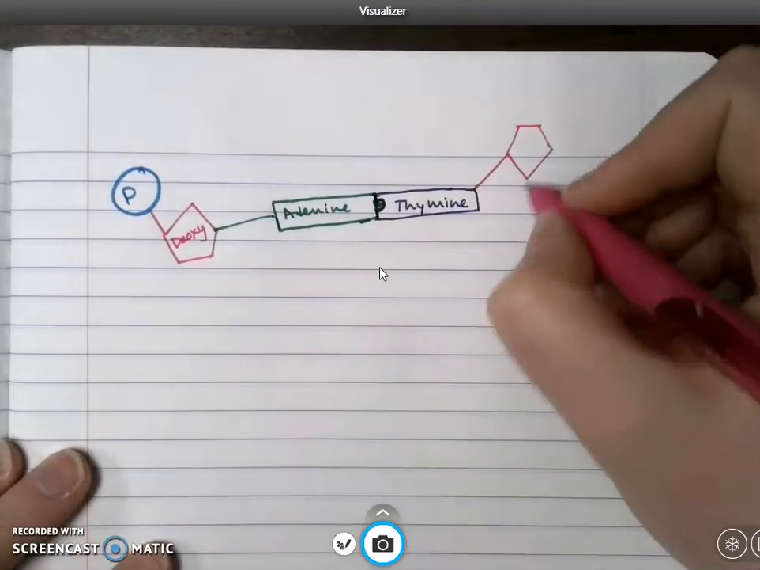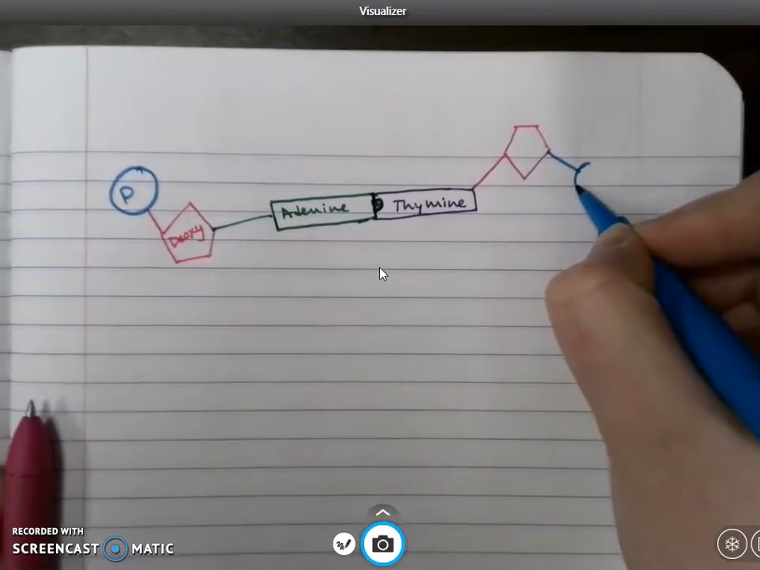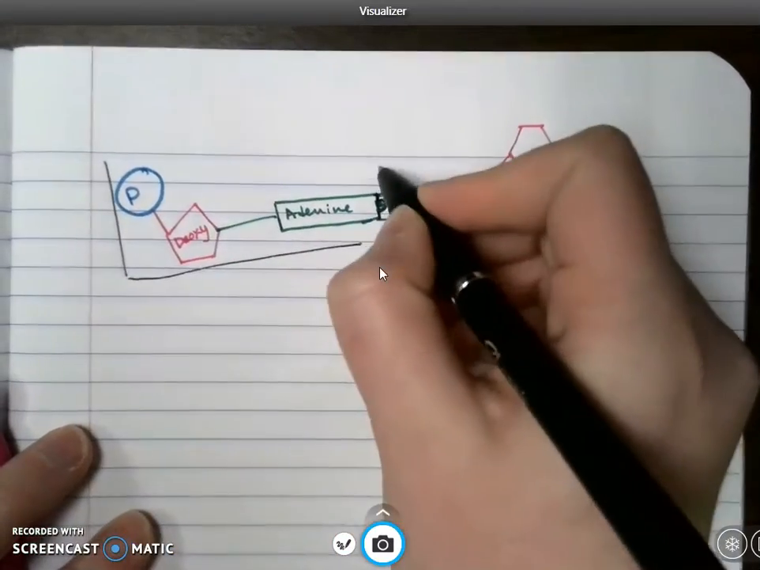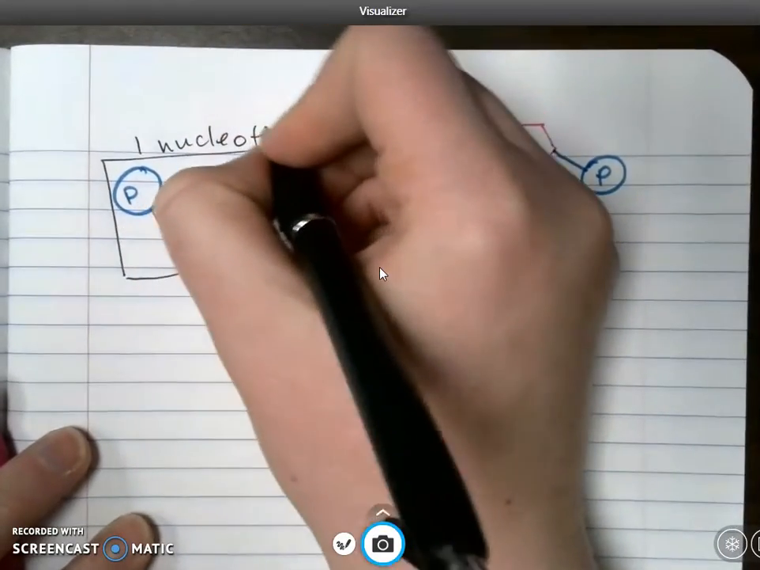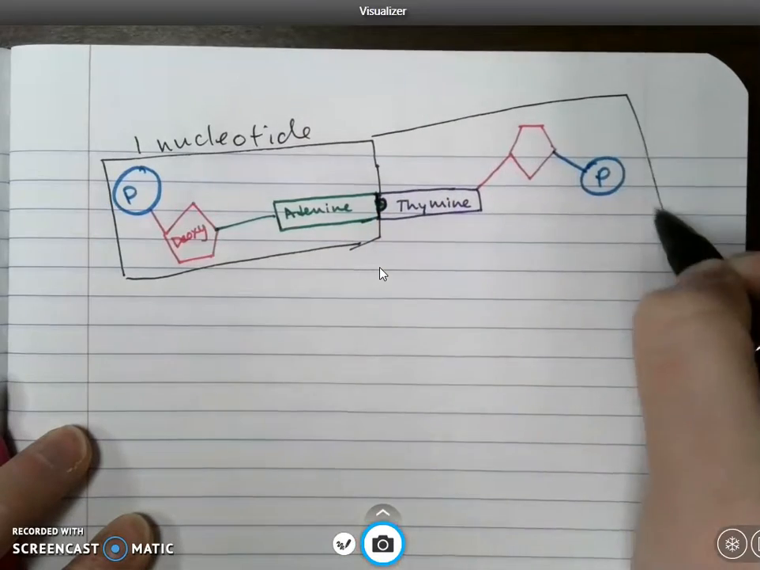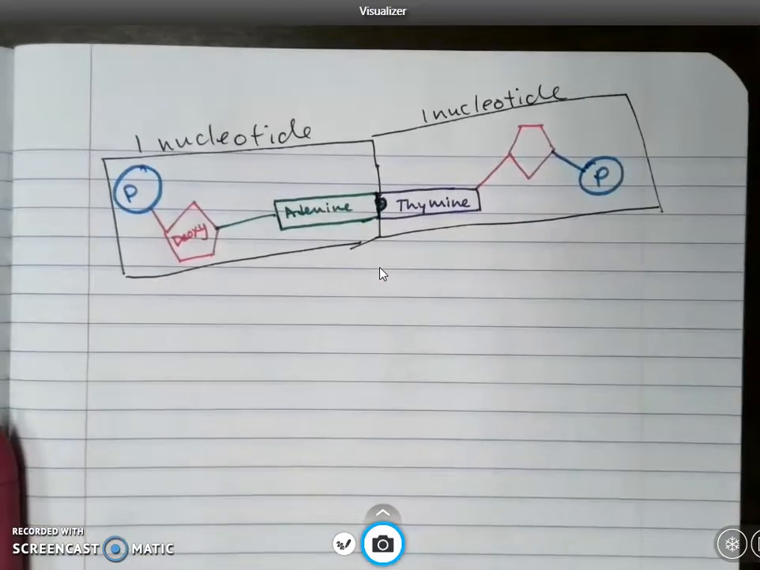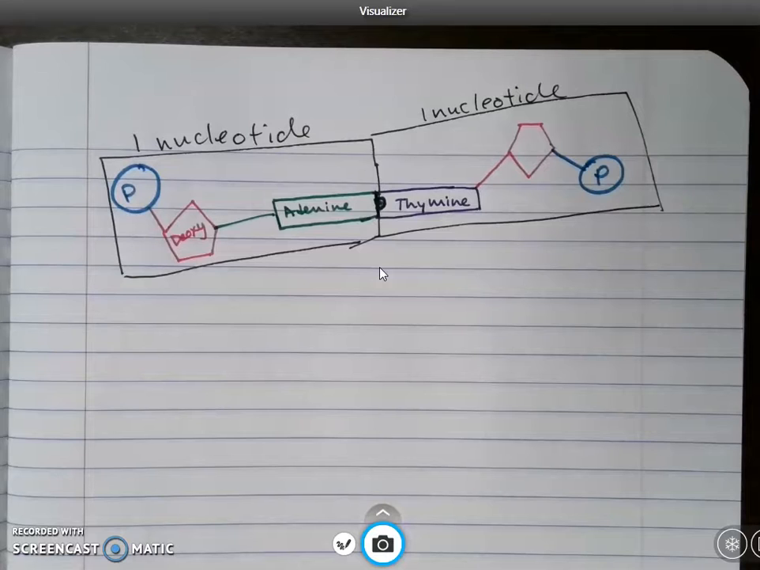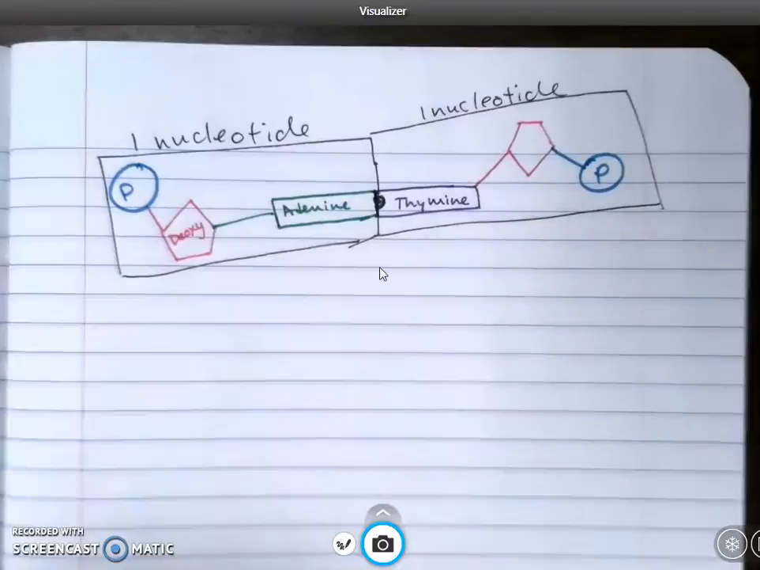So here we have our other deoxyribose that is bonded to another phosphate over here. We have 1 nucleotide here, and this is also 1 nucleotide. They are bonded together to other nucleotides going this way. So we're going to draw another one of those.